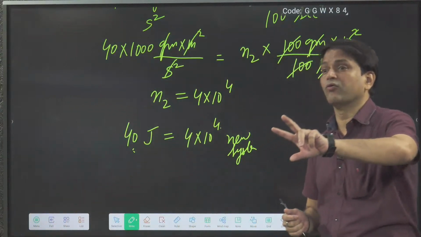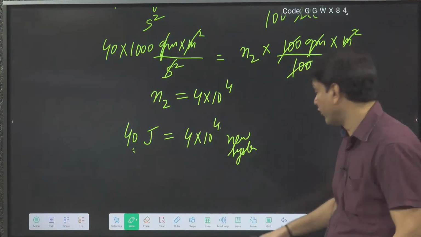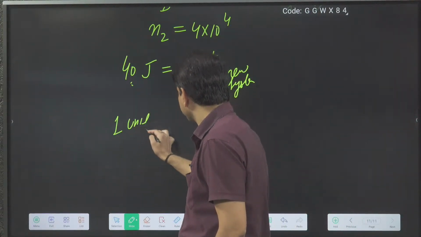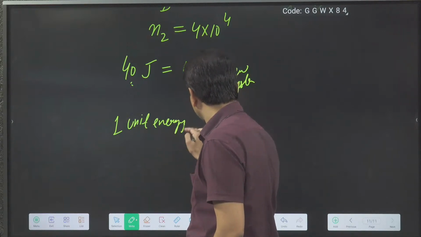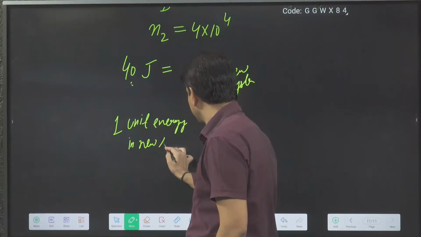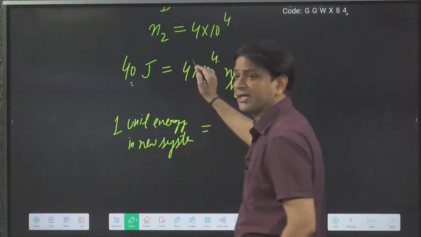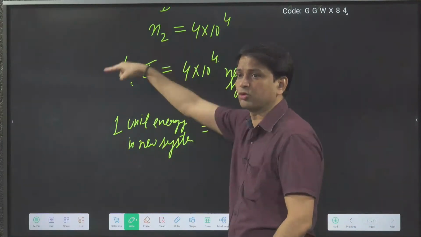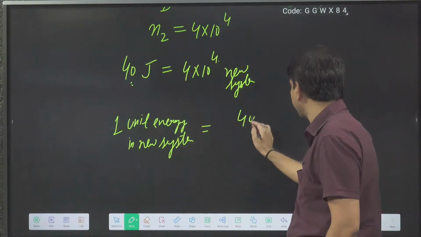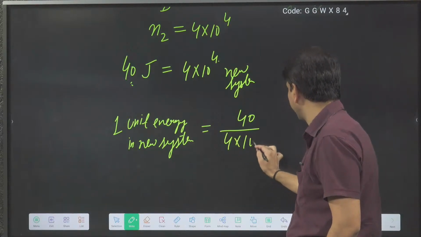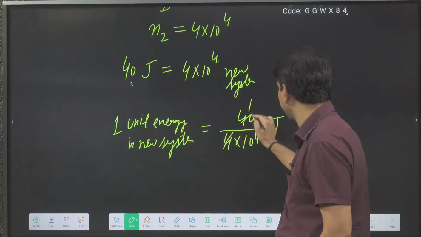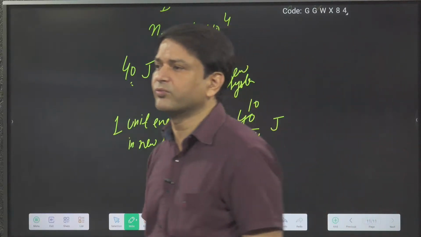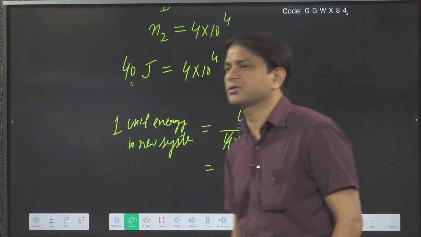But in reverse, if I ask for 1 unit energy in the new system, then I need 1 on this side. Then what will I do? I will divide by 4 into 10 to the power 4 on both sides. Then I get 40 upon 4 into 10 to the power 4 joule, which is equal to 10 to the power minus 3 joule. So 1 unit energy in the new system we can write as 10 to the power minus 3 joule. Understood or not?